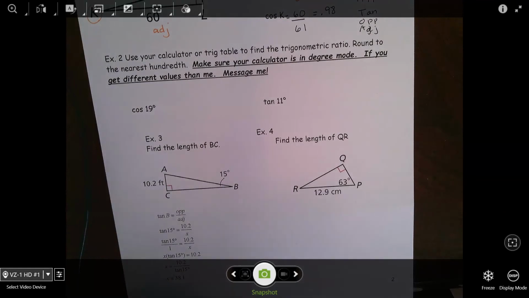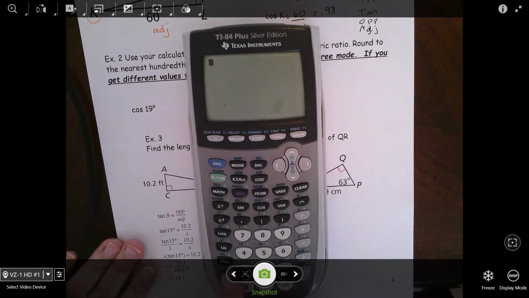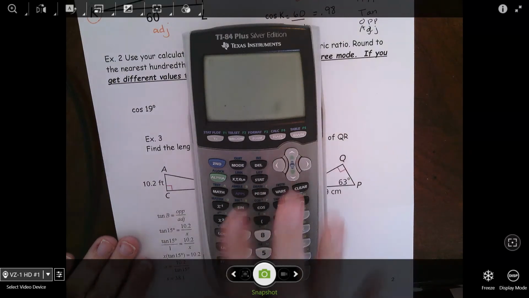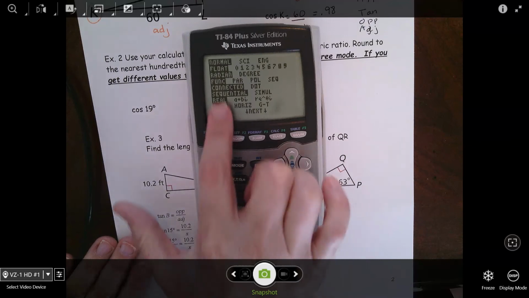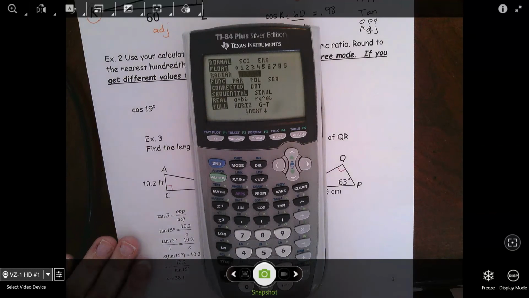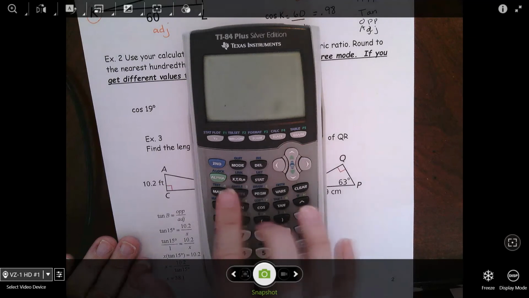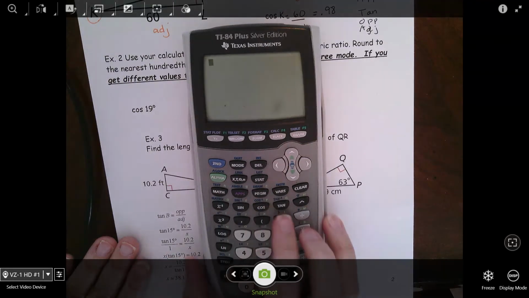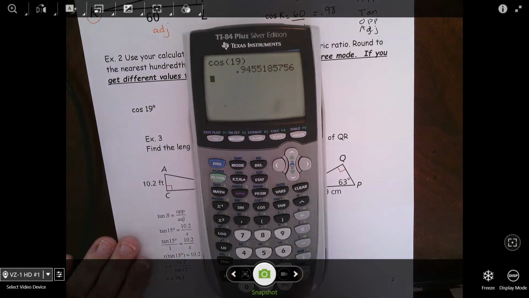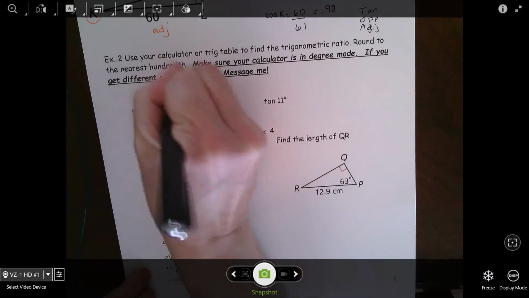I'm going to show you a couple different ways to do it in the calculator. Again, you're going to want to check because your calculator needs to be in degree mode. If you have a calculator like this, you're going to want to hit the mode button, go down, you see how it's in radian, hit degree and enter. Okay. So I'm going to hit the cosine button, and then 19 degrees. And in this case, you generally want to stick with 4 decimal places. So I'm going to type in 0.9455.